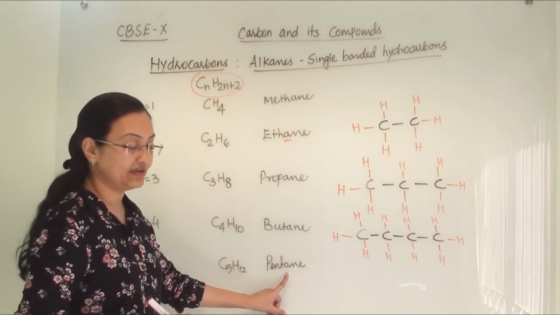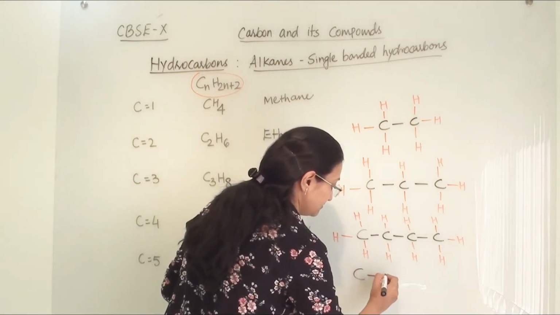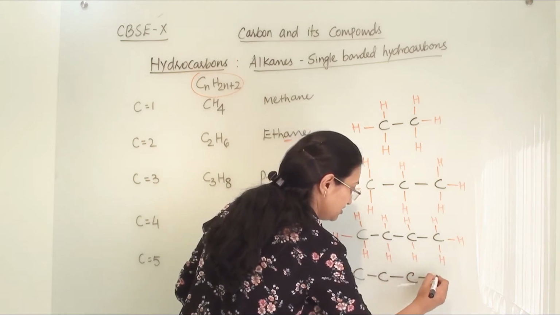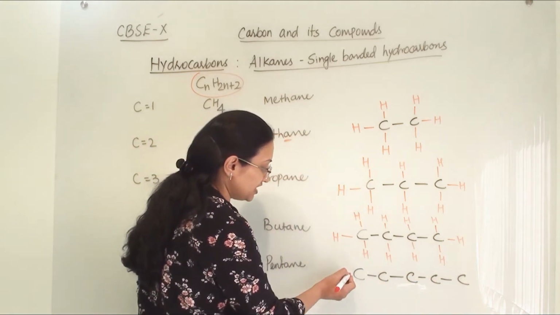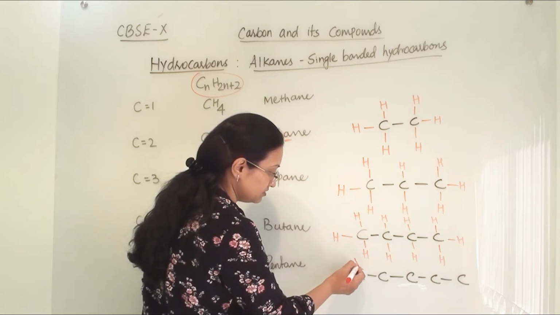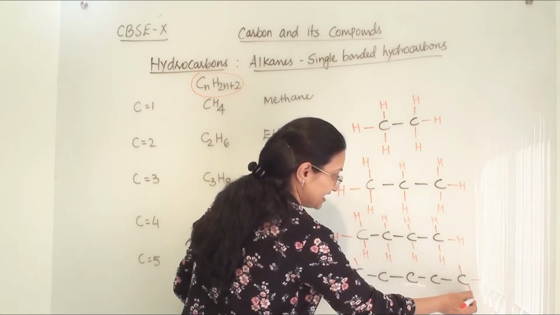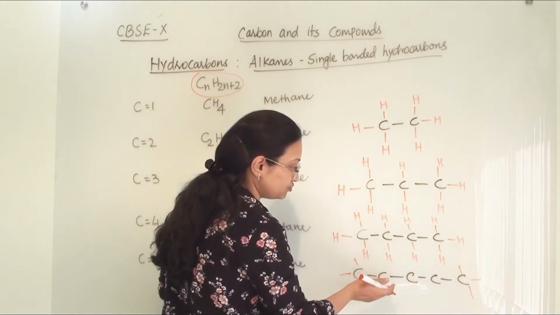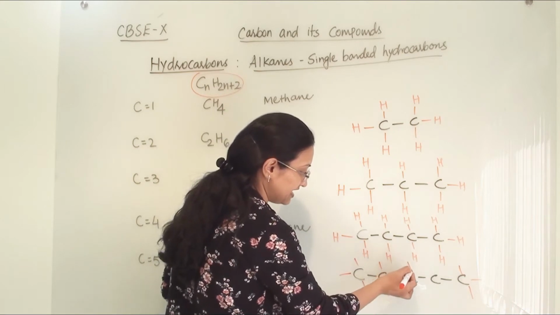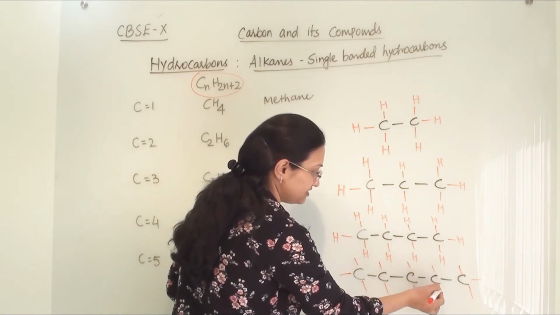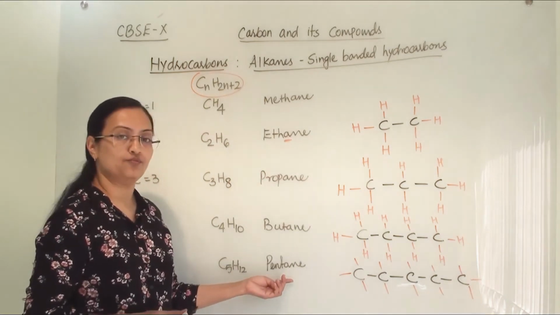So it is pentane. When we are writing 5 carbons, 1, 2, 3, 4 and 5. Now if we are counting the hydrogens, then 1, 2, 3, 3 at each side, so 6. Then 2 in the middle. 6, then 7, 8, 9, 10, 11 and 12. So this is our structure of pentane.